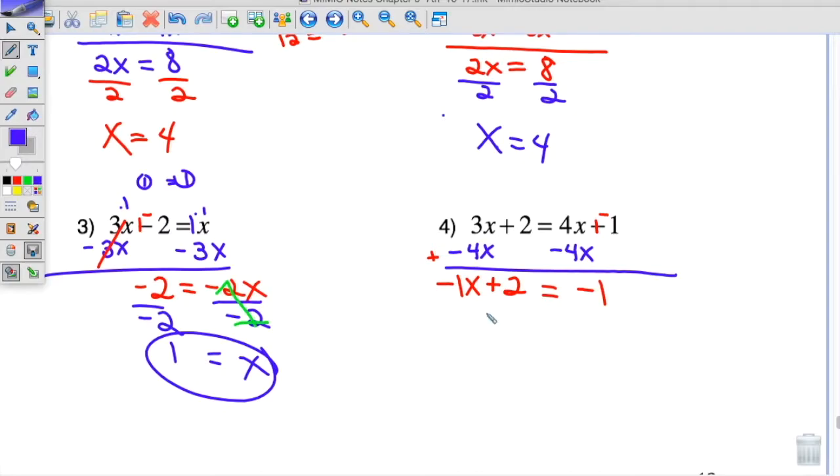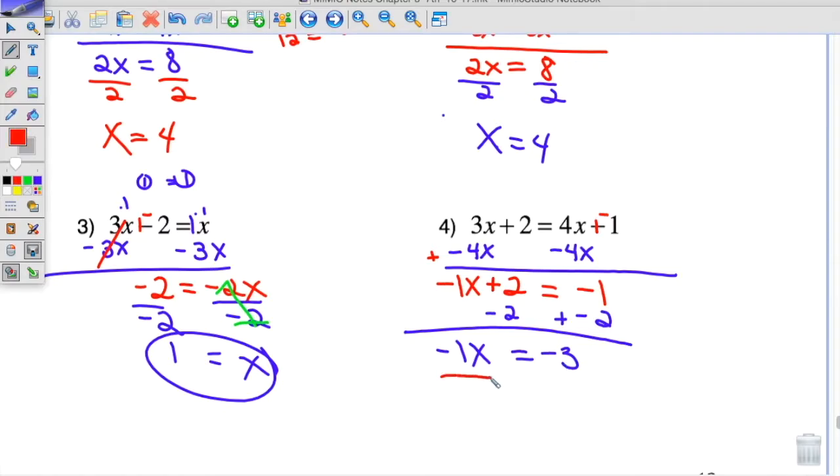I still want to get the x by itself, so I'm going to subtract 2 from both sides. So I'm left with negative 1x. 2 minus 2 gives me 0. So I'm just left with my negative 1x on the left. And on the right-hand side, it says negative 1 minus 2, or I can change it to adding the opposite, so it's negative 1 plus a negative 2 to give me negative 3.